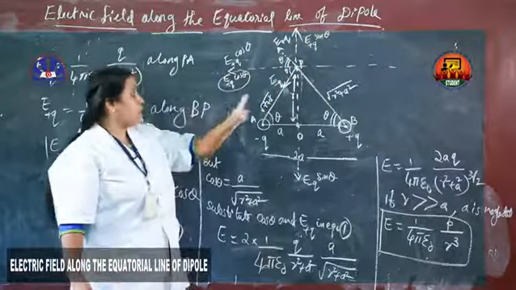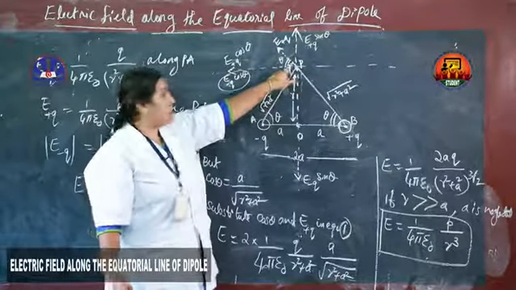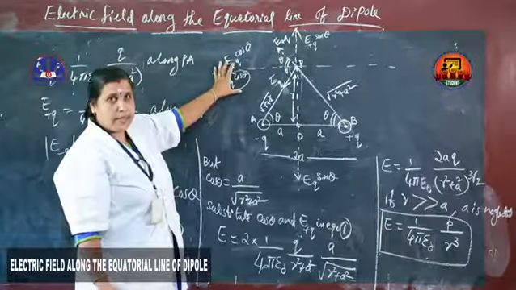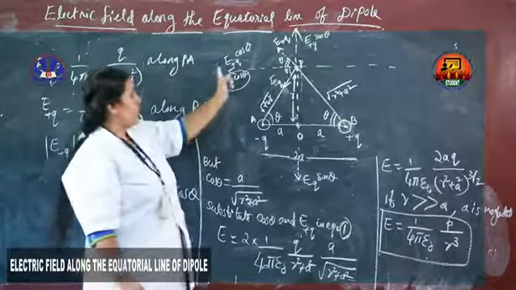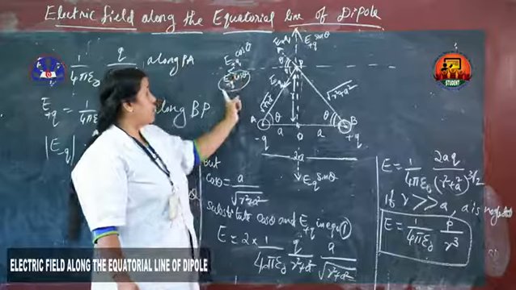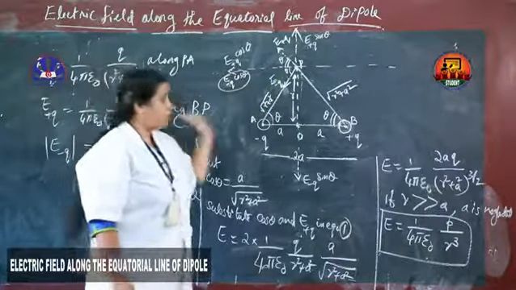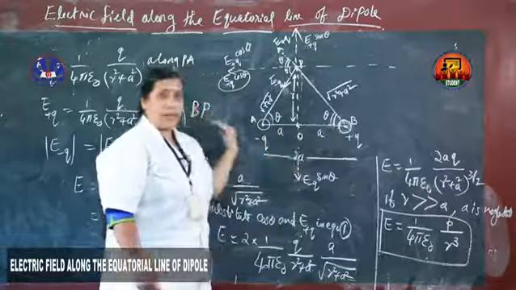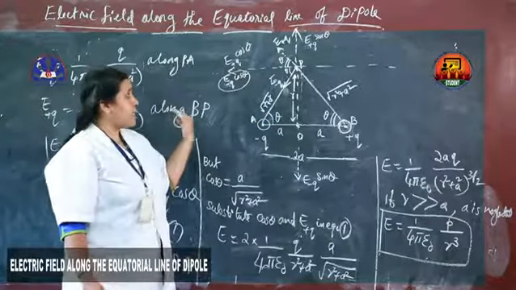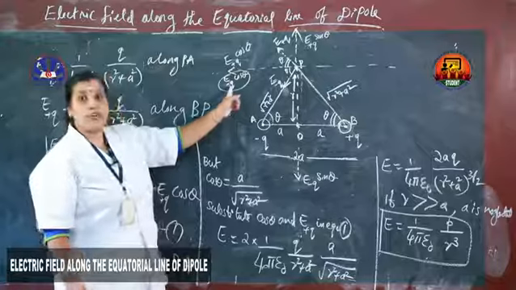So the net electric field at P is the contribution of the cosine components. What are the two cos components? One is E plus Q cos theta and the other one is E minus Q cos theta, and both are acting towards the left. Left means along BA. So the net electric field at P is the resultant of these two.